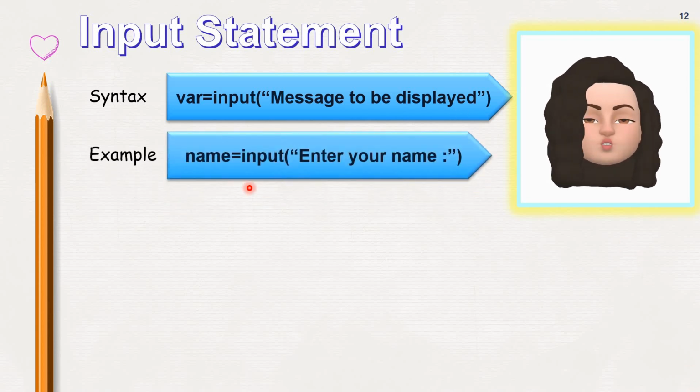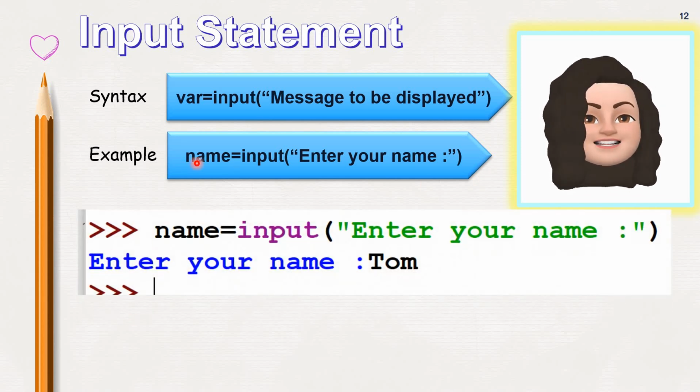Name is equal to, what is name? It is the name of the variable. Input, within parentheses and within double quotes you can give the message, that is, enter your name. So when this statement is executed, the user will be prompted with the message enter your name. So when the user sees the message, the user will type the name. Okay, so this is how you have to get input from the user using the built-in function.